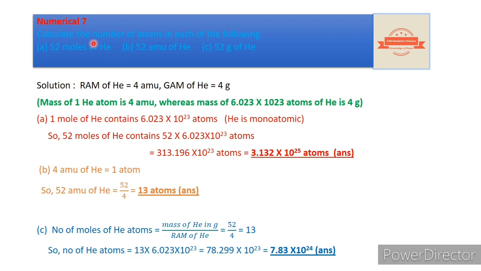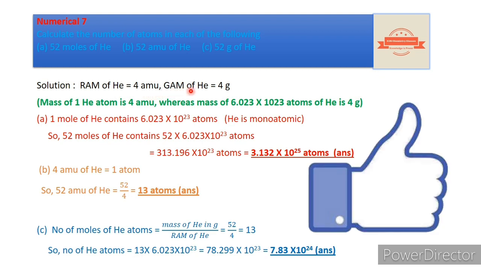Calculate the number of atoms in each of the following: 52 moles of helium, 52 AMU of helium, and 52 gram of helium. Now we know the atomic mass of helium is 4 AMU and the gram atomic mass of helium is therefore 4 gram.